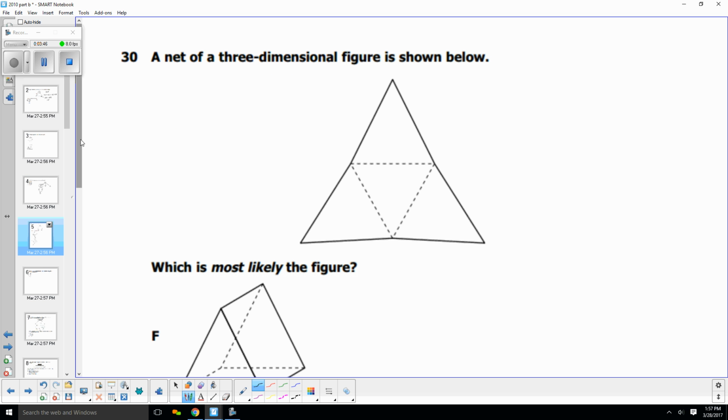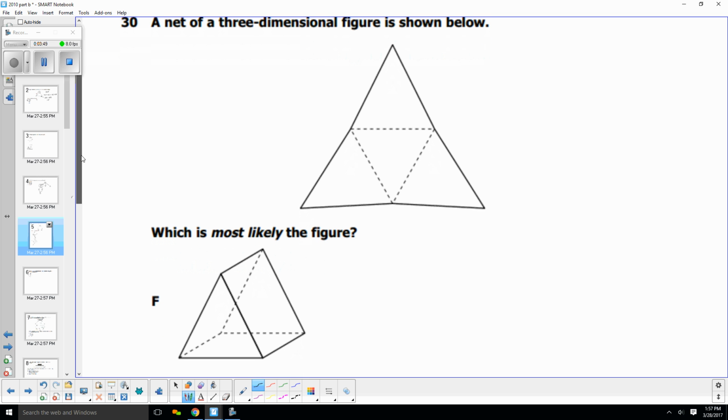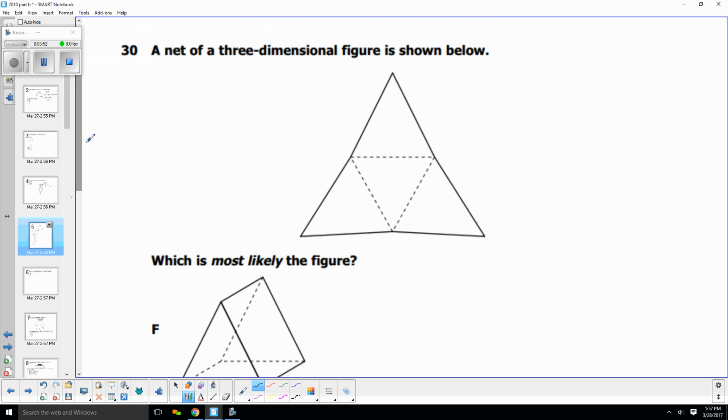Question number 30 says a net of a 3-dimensional figure is shown below. Which is most likely the figure? They've taken a 3-dimensional figure, like a box that you would put something in, and they've cut the sides for it to lay flat. Now, these dotted lines are the base, the bottom of the object. The others are going to be folded up to close the box. So what shape is the base? Triangle. And what shape are the sides? Triangles. How many of those do I have?